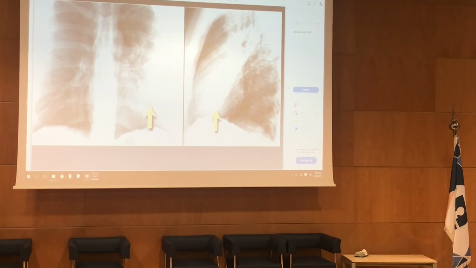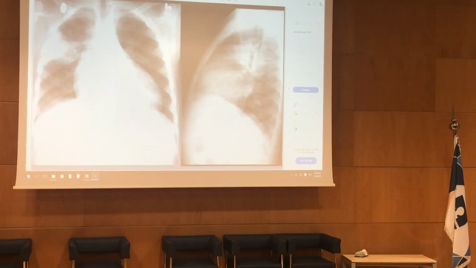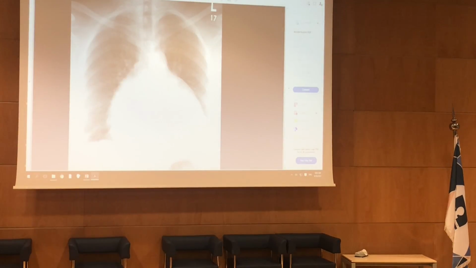Yes, it's in the lingula, right? Okay, so these are a few pathological cases. Anyone want to guess what we're looking at?